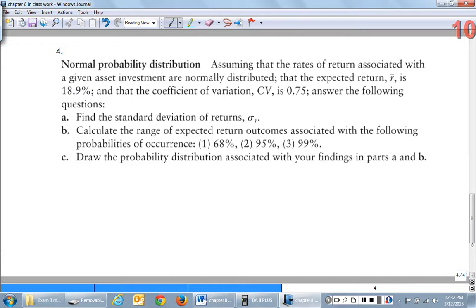And number 4. Here we're going to look at the normal probability distribution. We are assuming that returns are normally distributed, and the expected return is 18.9%. The coefficient of variation is 0.75. So we need to find the standard deviation of returns.